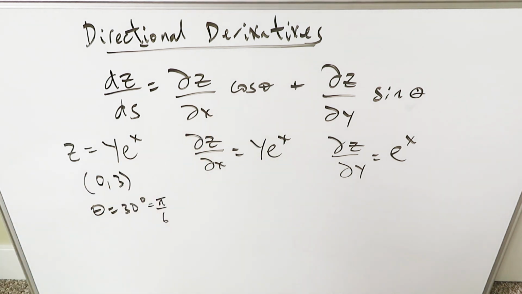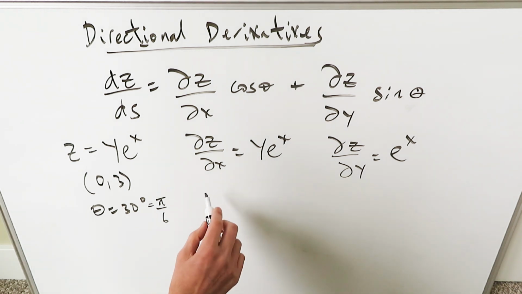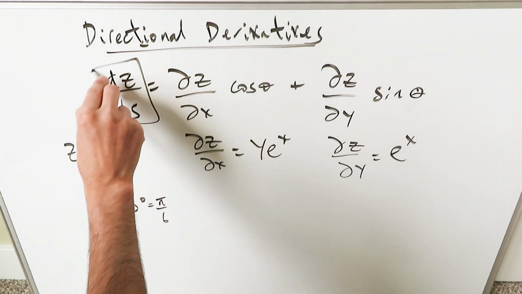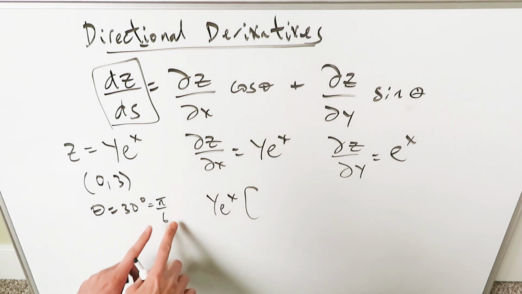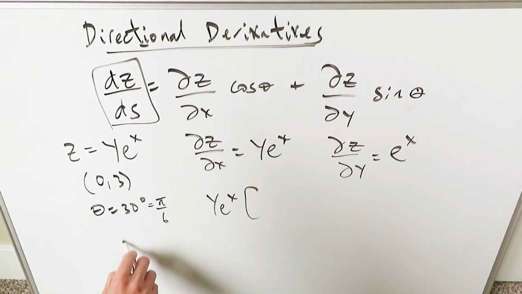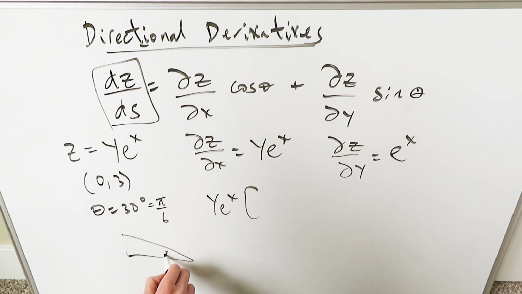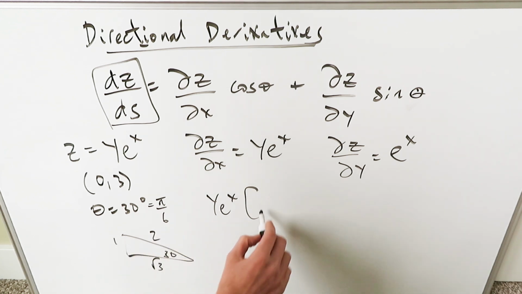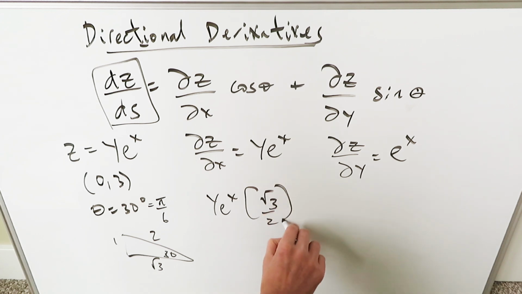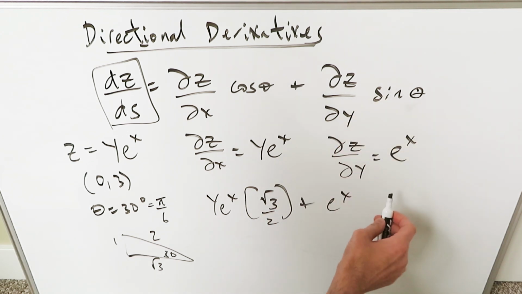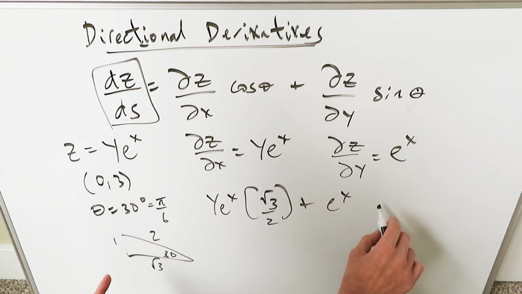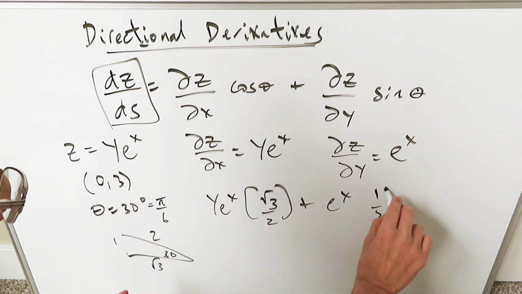Bring everything here into the format (0, 3) and pi over 6. This is equal to, I have y e to the x times cosine of pi over 6. What's cosine of 30 degrees? Think your trigonometric ratios. Here's 30, it opposes a 1, here's a 2, root 3. Cosine of 30 is root 3 over 2, plus I have e to the x, which is coming from this part of the equation. Sine of 30 degrees or pi over 6 is 1 over 2.